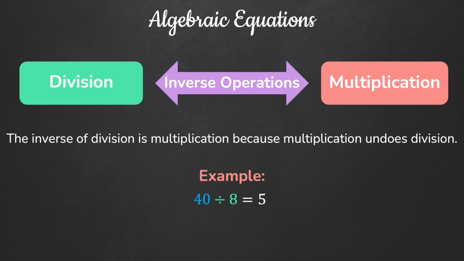Here we have 40 divided by 8 is equal to 5. Now if we took that answer 5 and multiplied it by the number we had divided by previously, we would have 5 times 8 is equal to 40. And notice that 40 is the number that we started off with. So if we take a number and we divide it by 8 and multiply it by 8, we would end up with our original number. And that's because multiplication undoes division when we're doing division and multiplication by the same number.